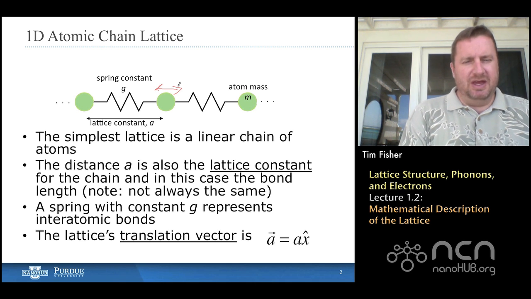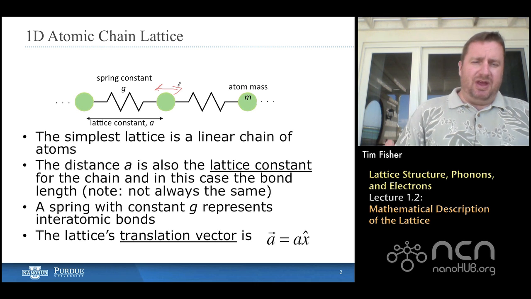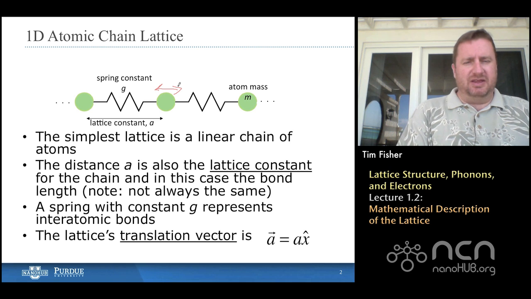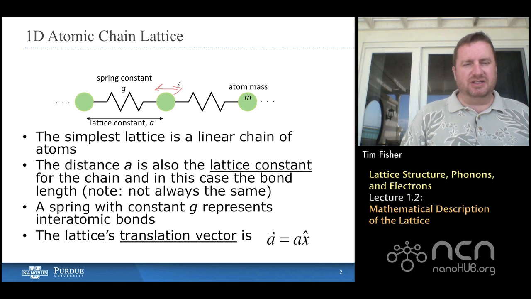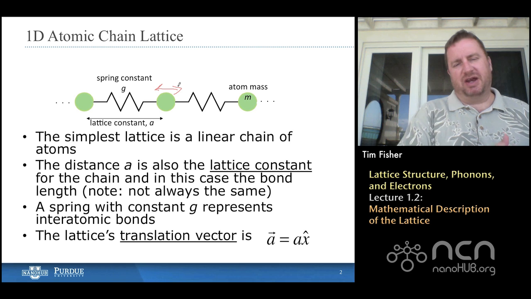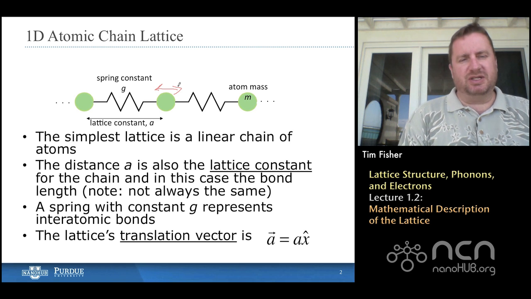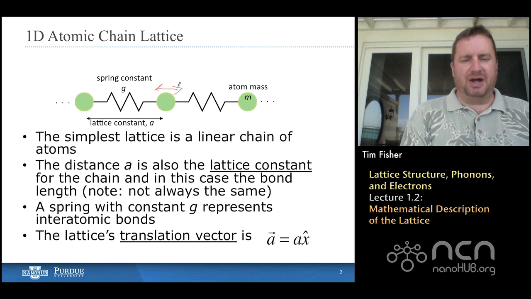The atoms themselves are separated by a distance, and we're going to call that distance A in this case. So the lowercase a, we'll call that the lattice constant. Now, in some cases, in more complex situations, the lattice constant can actually comprise more than one atom, or it's not necessarily the interatomic bonding distance. It can span across different atoms, and we'll explain why that is when it comes. So I want you to be careful with that symbol A.